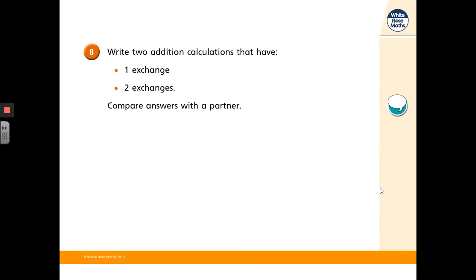And for my next one, I'd have to do a 3-digit number or 2 quite big 2-digit numbers to do an exchange there. So I could do 99 add 88 would give me 2 exchanges. So have a think about how you could do that one. There's loads and loads of different answers for that one. So you'd need someone to check that for you.